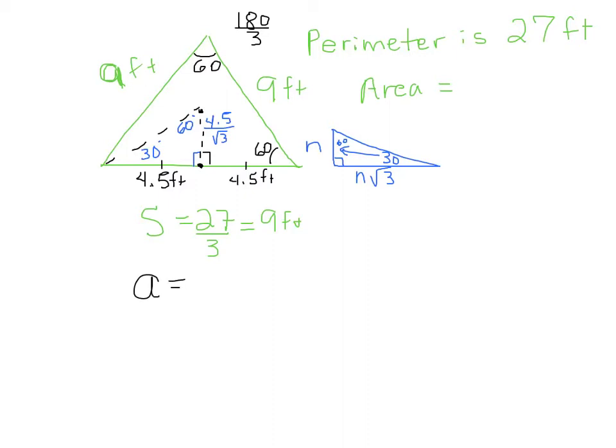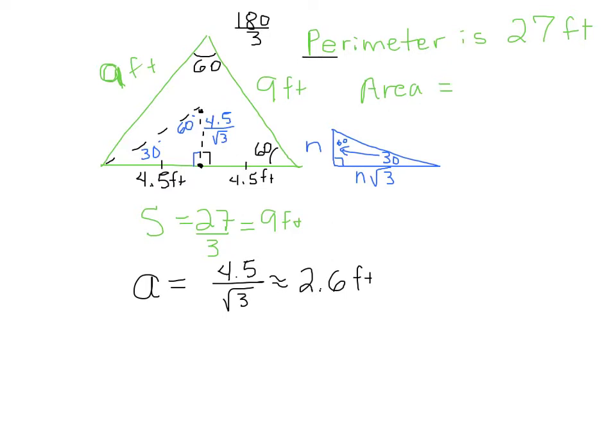Apothem is 4.5 divided by square root of 3. Let's just give an approximate answer. With the calculator, divide 4.5 by square root of 3, and that gives you 2.6 when you round to the hundredths. So it's 2.6, and this is in feet.